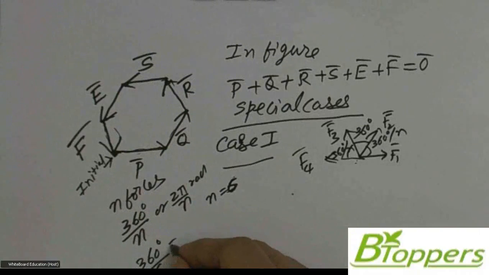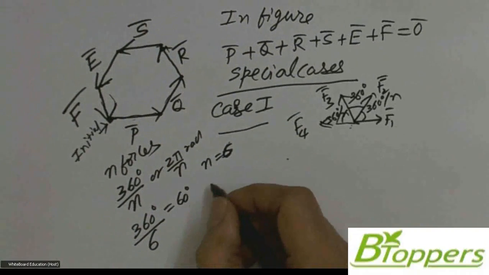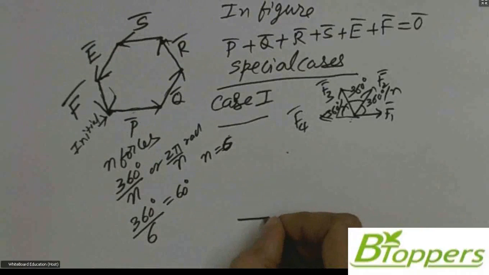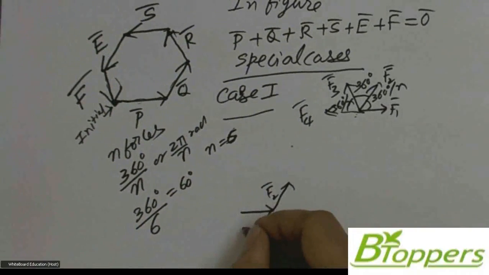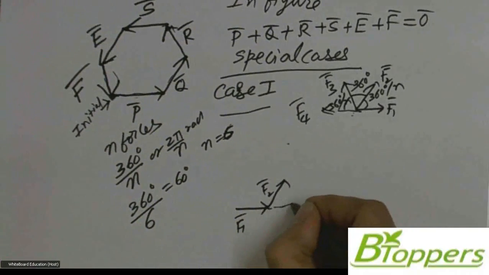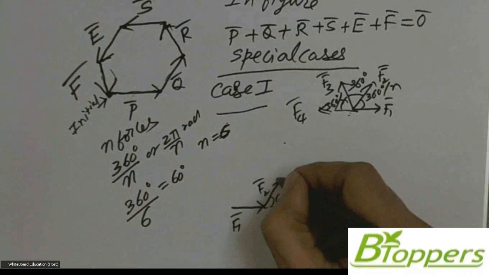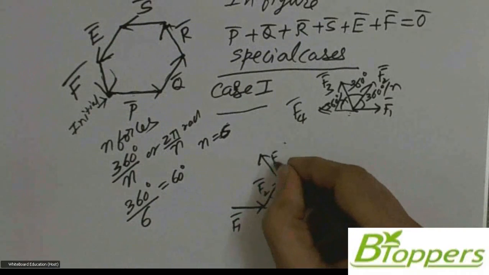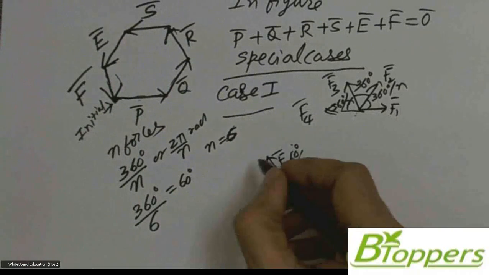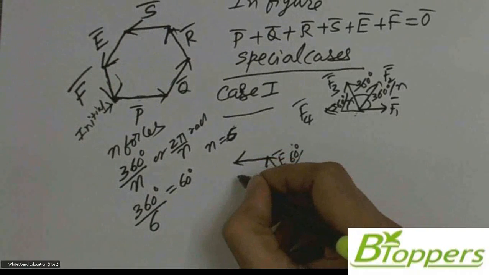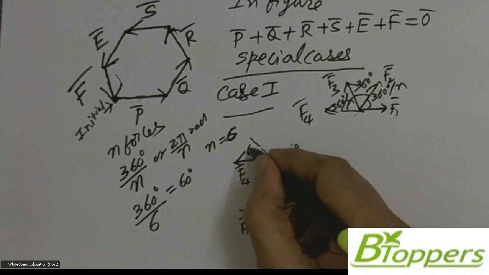Then for zero resultant, the angle between adjacent forces needs to be 60 degrees. I mean, if you have 6 forces of the same magnitude acting in the same plane simultaneously on a particle, such that the second force makes 60 degrees with the first force, and the third force makes an angle of 60 degrees with the second force, and the fourth force making an angle of 60 degrees with the third one, and so on.